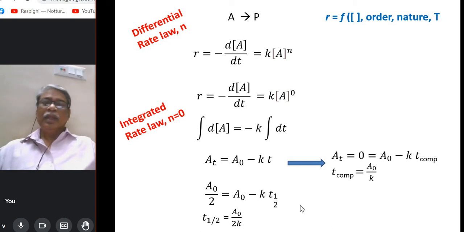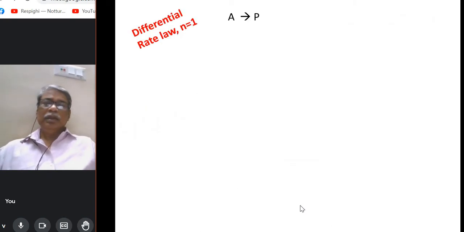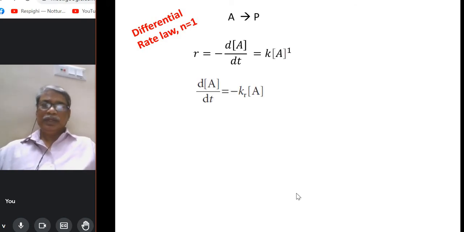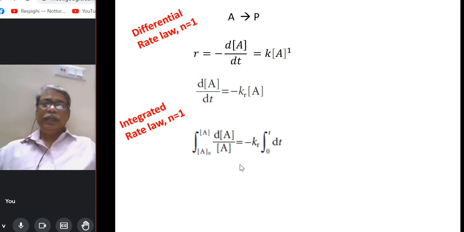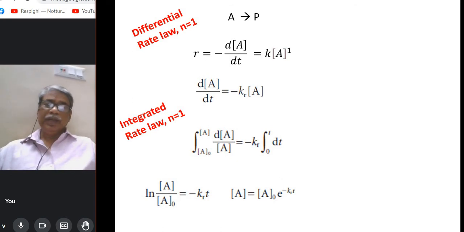Okay. Now for another example, the first order reaction, A to P. The same approach, but the integration would be slightly different. It would give you dA by A is minus k dt. Now if we put the limits A0 to A and 0 to t, then you will get an equation like ln A by A0 is minus kt, or A equal to A0 e to the power minus kt.